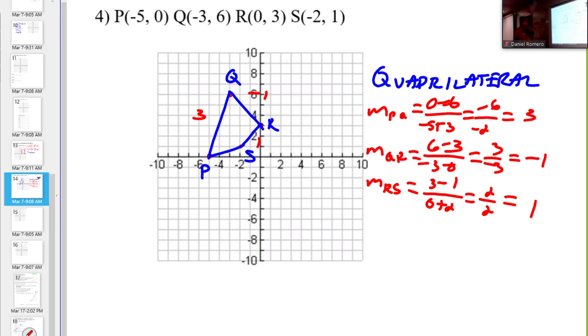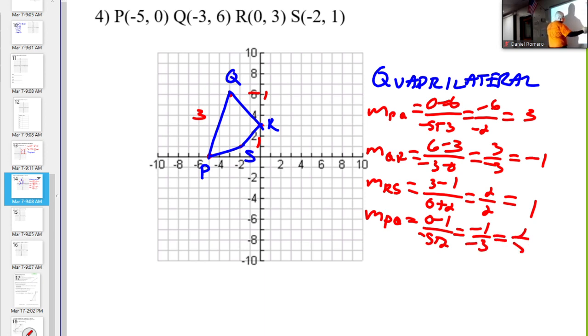It looks like PS is going to be 1/3. I'm just counting rise and run. But 0 minus 1 and negative 5 plus 2, which is negative 1 over negative 3, which is positive 1 over 3.